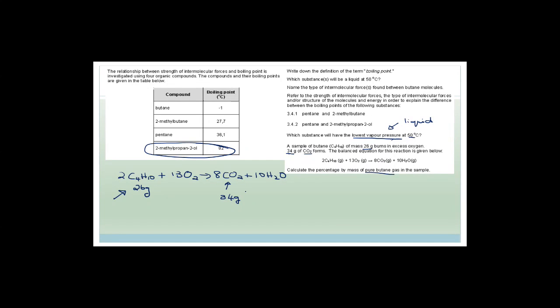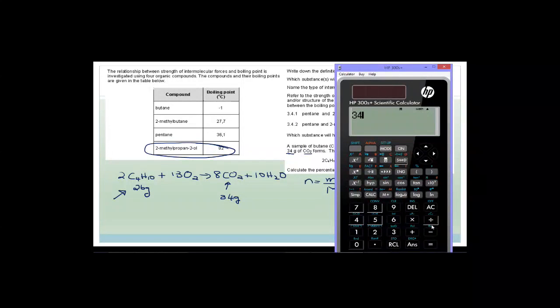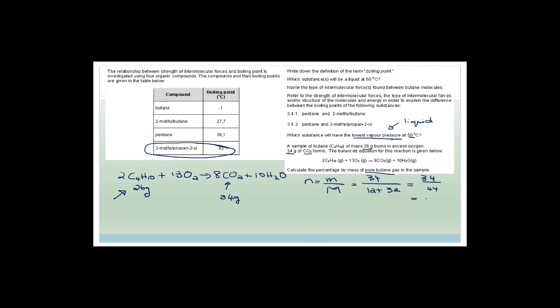Okay. So what we really need to do is work out, we were told that we got 34 grams of this. So we need to work out how many moles this is, because we never compare grams with grams, right? So we know that number of moles is mass over molar mass, right? So the mass is 34. The molar mass is the mass of carbon, which is 12, plus 2 times 16, which is 32. So therefore, it's 34 over 44, which is going to be 0.77.